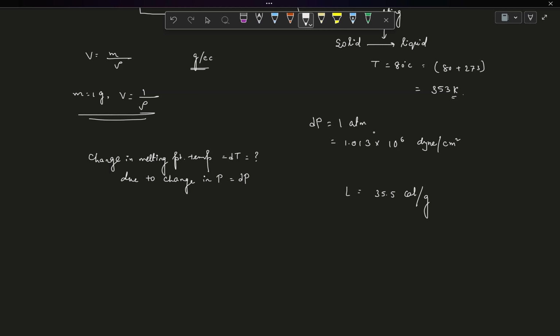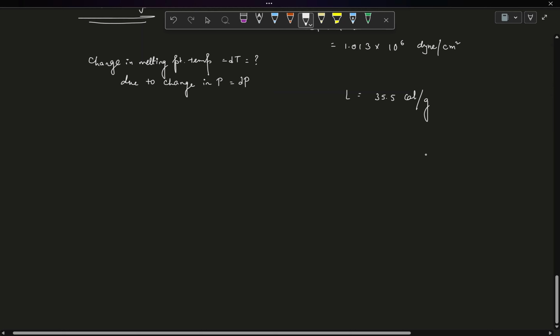And dP was given as 1 atmosphere, which I have converted into dyne per centimeter square, because that is a CGS unit. Now this latent heat is given in calorie, right? But remember, latent heat is basically energy per mass. So how much heat energy is needed to convert a unit mass of some substance into the other phase? That is the latent heat.